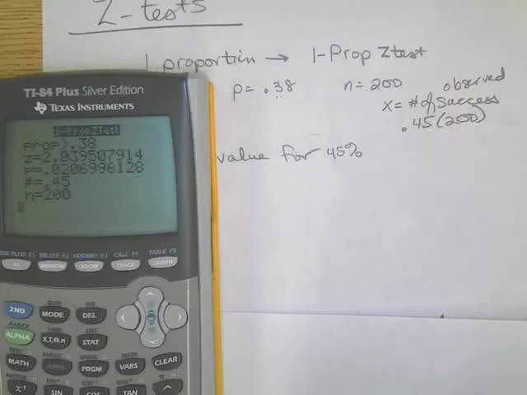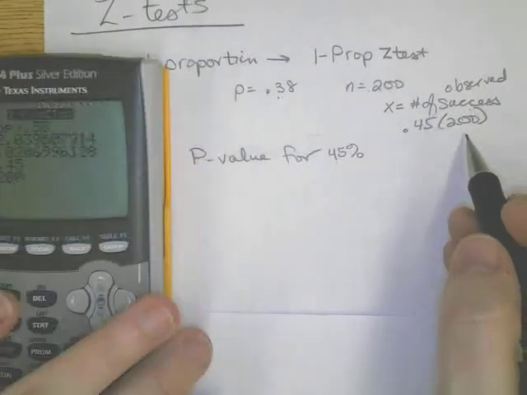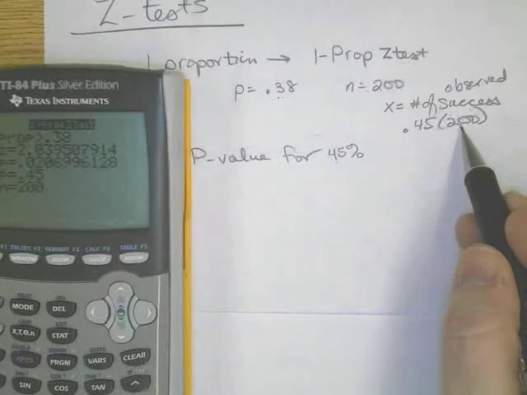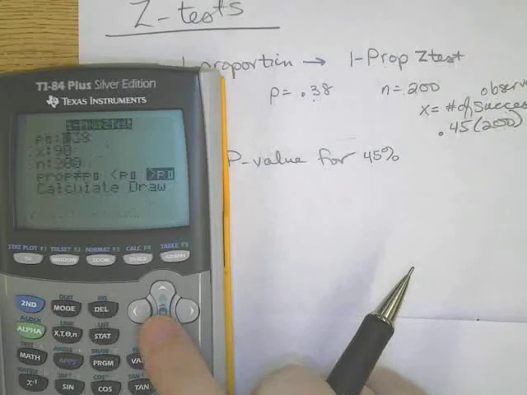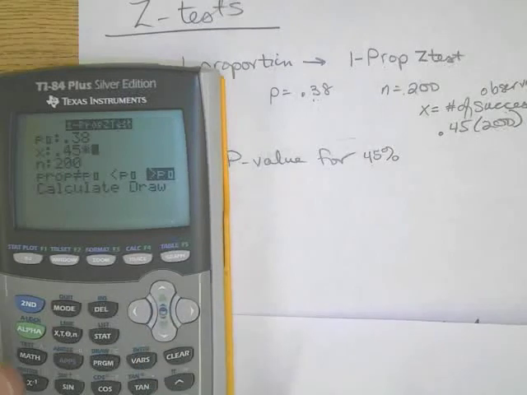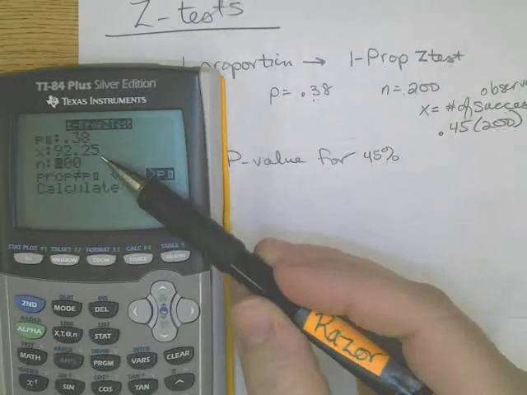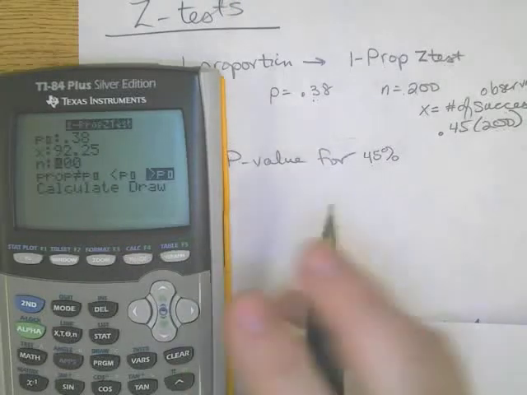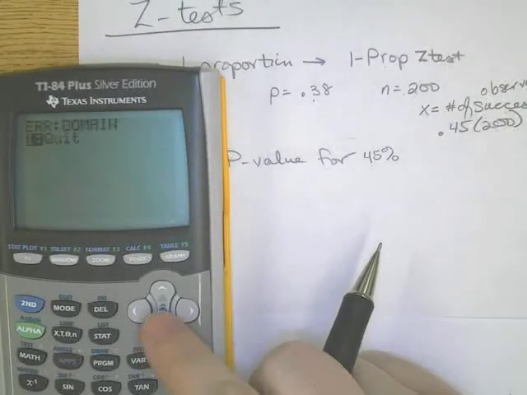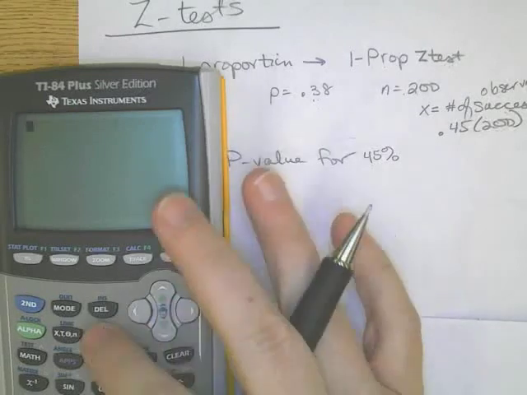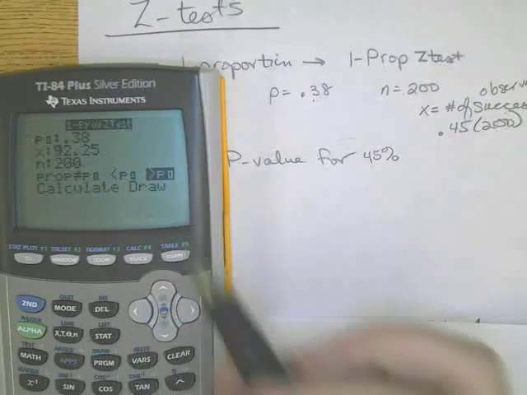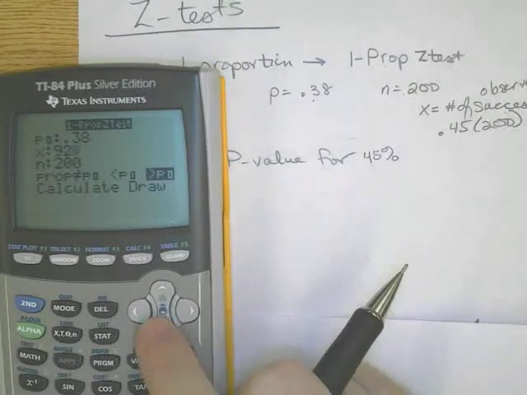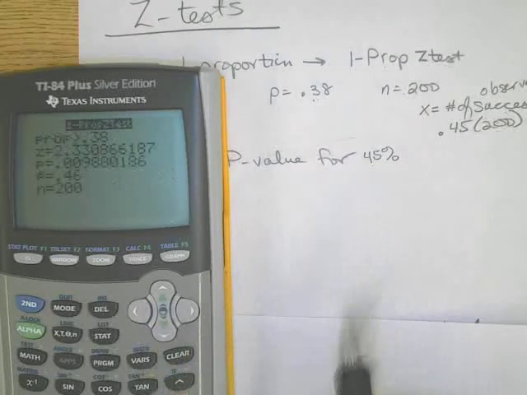Now, sometimes what's going to happen is, let's say I had 205 here instead. If I go back and do this test, let's see if this works with 205, so .45 times 205, I get a decimal, right? And so watch what happens when I get a decimal. It's going to say an error. And so what happens there is because we're supposed to round it. So let's go back, and it's a 1-prop z-test. And so 92.25 is just going to round to 92. And now you can find your p-value, okay?